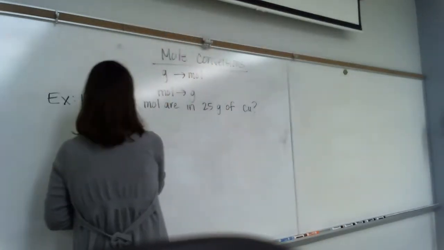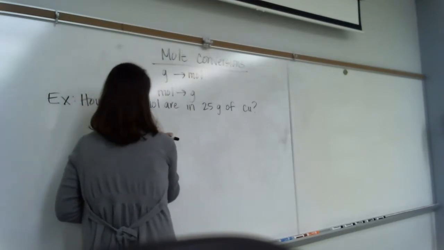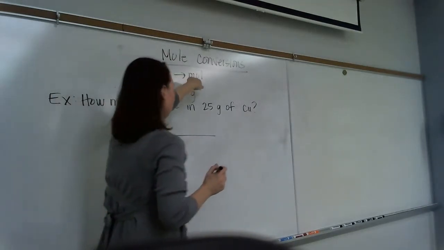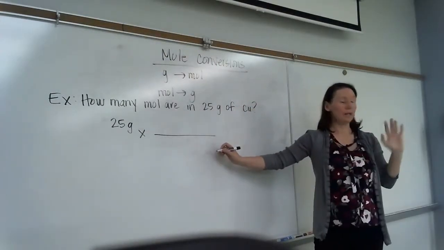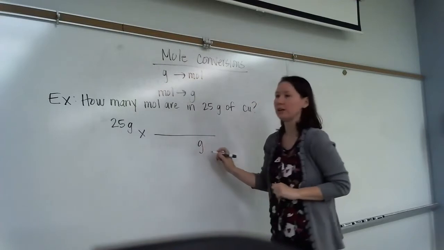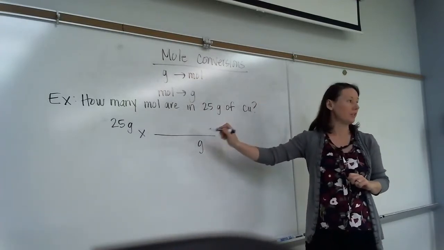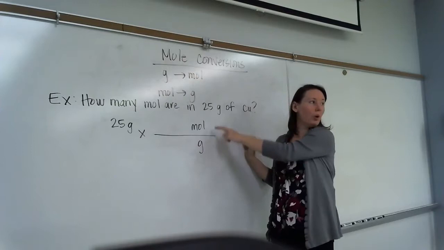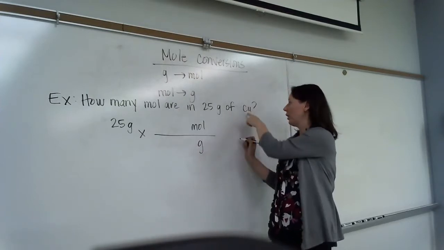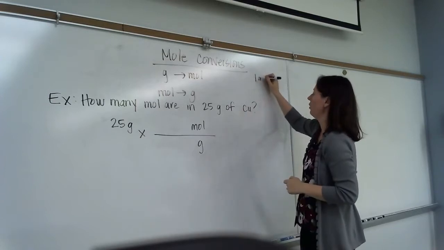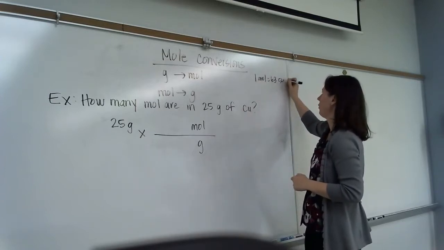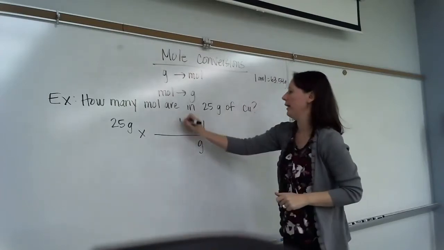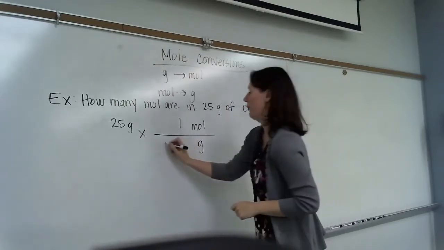So we're going to set up a conversion factor. We start with the number we're given, 25 grams. Now we're going from grams to moles. So the unit that you want to go away needs to be on bottom, and the unit that you're converting to needs to be on the top. I'm going from grams to moles, so grams needs to be on bottom and moles needs to be on top. For copper, because of its molar mass, 1 mole is equal to 63.54 grams. We got that from the periodic table. So the number that goes with moles is 1, and the number that goes with grams is 63.54.